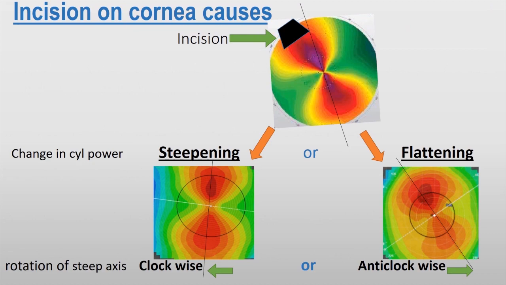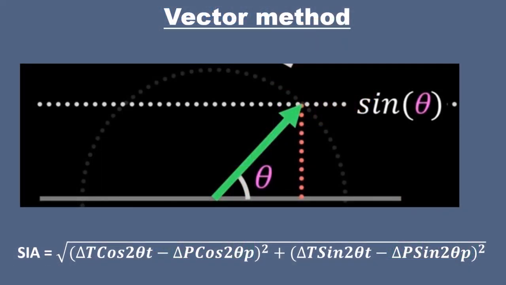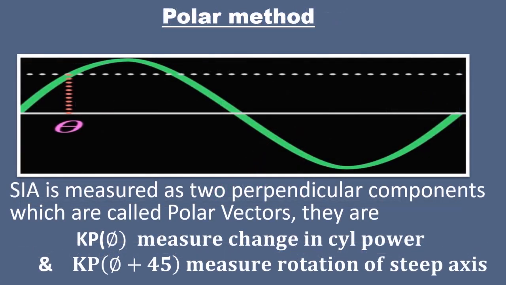As you know, an incision on the cornea will change the cylindrical power of the cornea, and there occurs rotation of the steep axis also. The vector method uses this formula to measure SIA. In the polar method, SIA is measured as two perpendicular components, which are called polar vectors. One is Kp phi, which measures the change in cylindrical power, and the second is Kp phi plus 45, which measures rotation of the steep axis.